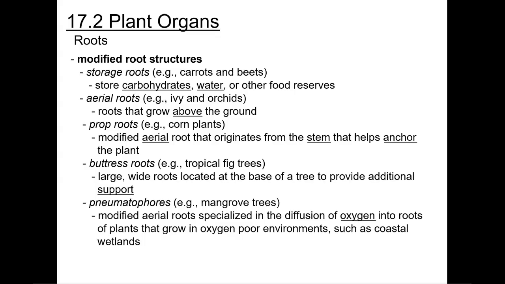You could have aerial roots. These are going to be things like ivy and orchids. Those roots are going to grow above the ground. You can have what's called a prop root, like in corn plants. That's a modified aerial root that's going to originate from the stem, and it's going to help to actually anchor that plant in. You can have what's called a buttress root. An example of this would be a tropical fig tree. That's going to be a large, wide root located at the base of the tree to provide additional support.